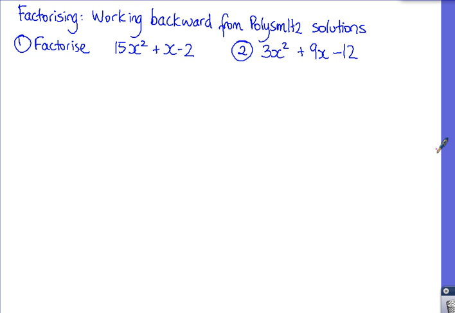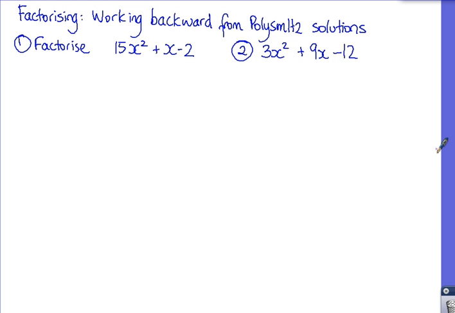Right, now you can work backwards to factorize an expression. You can work backwards from PlySmlt2, but you just need to know what steps to take so that you get the right answer. Now, PlySmlt2 is not a factorizing application. It's an application to find solutions. So we have to use our understanding of the relationship between factors and solutions to be able to go backwards like this.